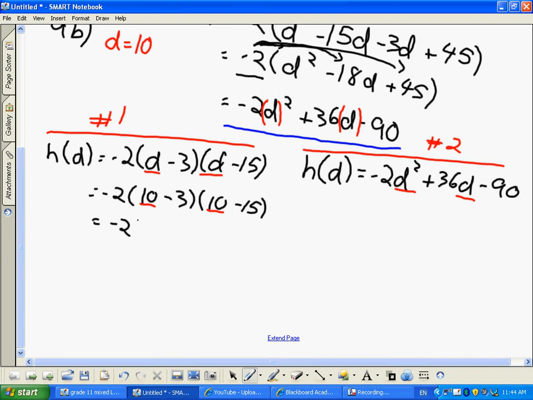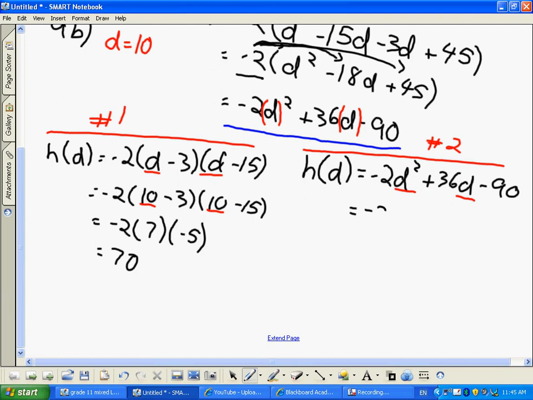According to BEDMAS, I deal with the brackets first. 7, -5. Now I just have 3 numbers to multiply. So I'm going to do this quickly in my head. -2 times -5 is 10. 7 times 10 is 70. So apparently, at a distance of 10 meters, the height is 70 meters. Oh, that's pretty good.